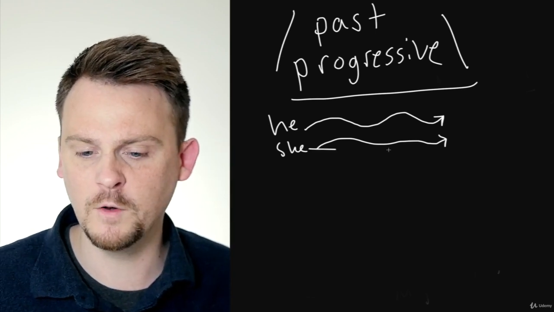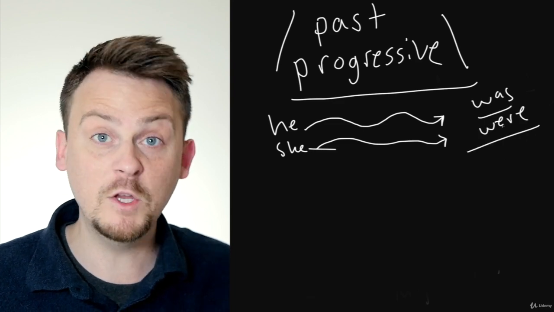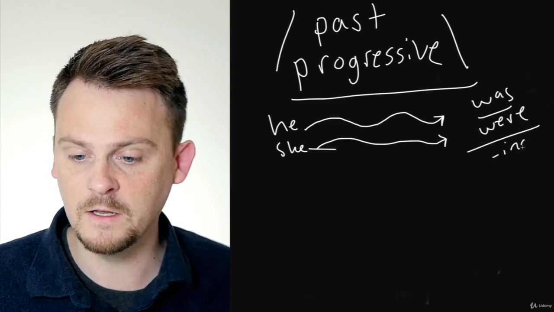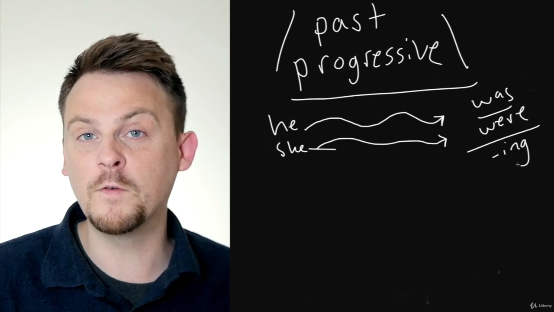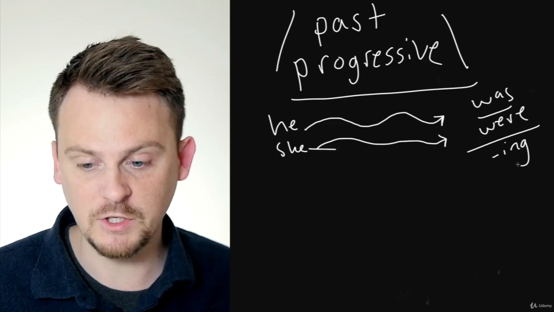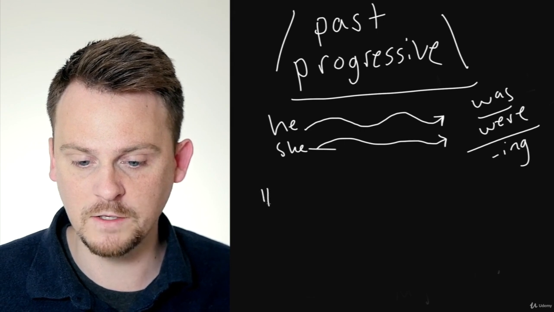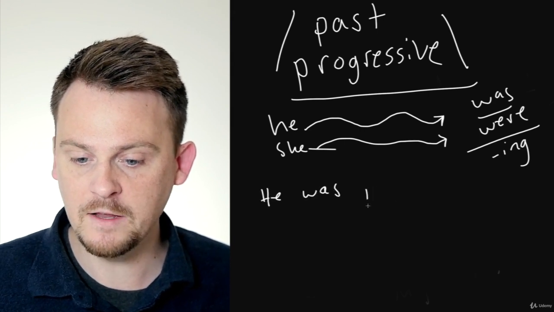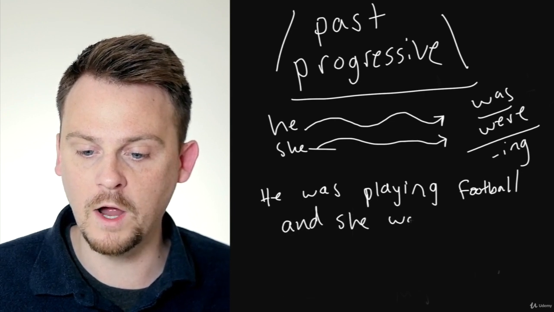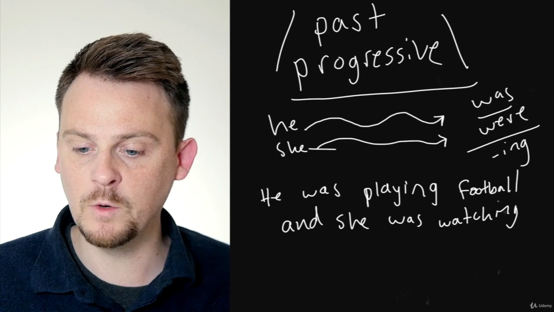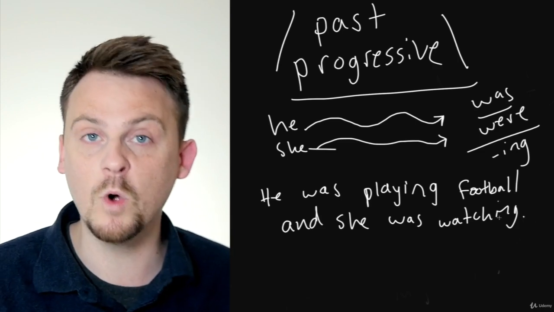We use often was, or were, and then when we use the verb, we use ing after it. So if you use was and were, the verb after it will usually be ing, okay? And two things are happening at the same time. He was playing football, and she was watching. Watching what? Well, watching him play football, right? He was playing football and she was watching.